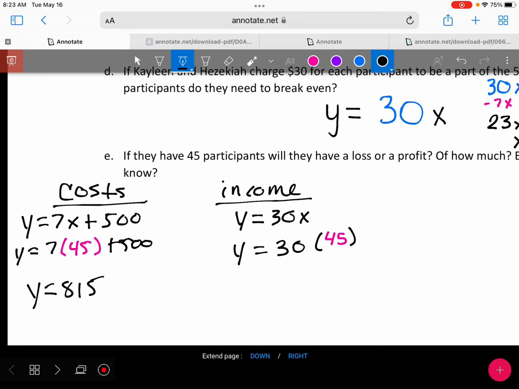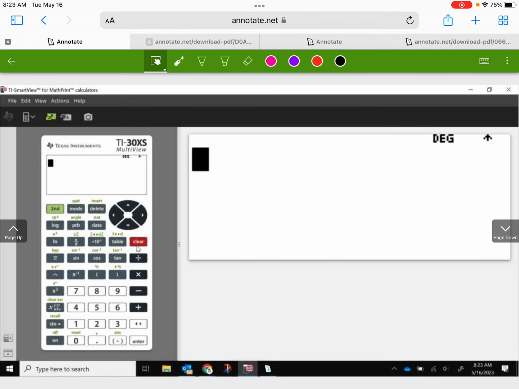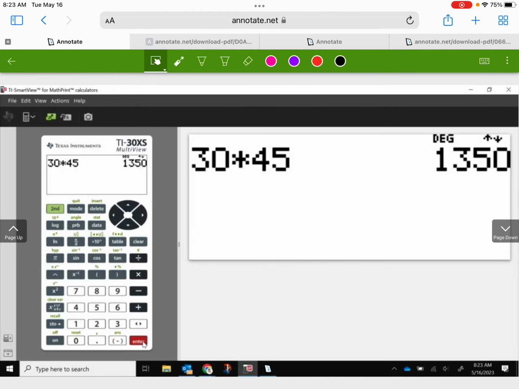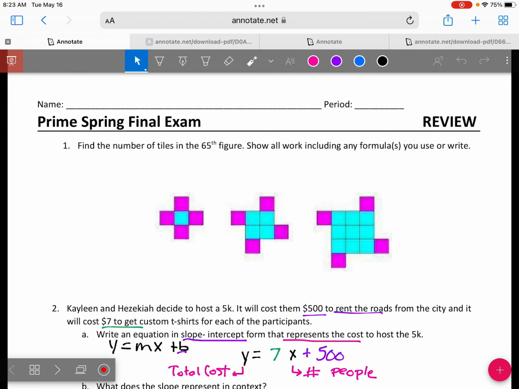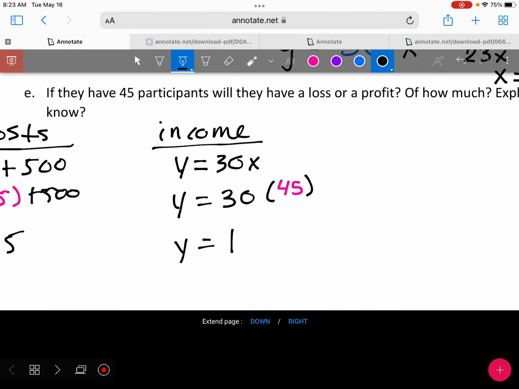So we're going to make money from those people. So y equals 30 times 45. $1,350.